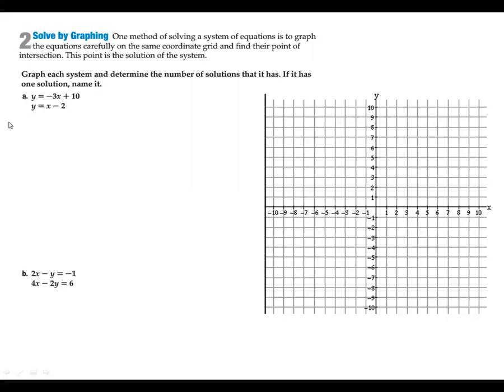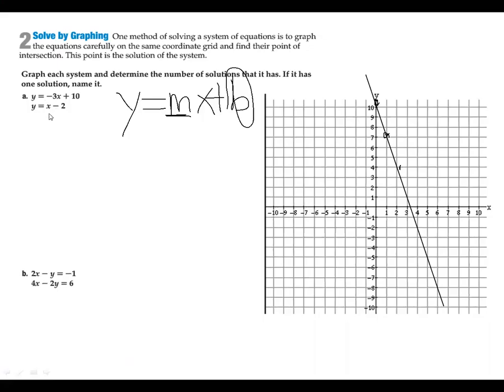So anyway, let's graph the first one. y equals negative 3x plus 10. Remember, it's in the form y equals mx plus b, where m is the slope and b is the y-intercept. So you graph the y-intercept first, it's 10. And then from there you follow the slope, which would be down 3 over 1. Okay, and then I'm going to try to put a line on there. Okay, that's our first one.